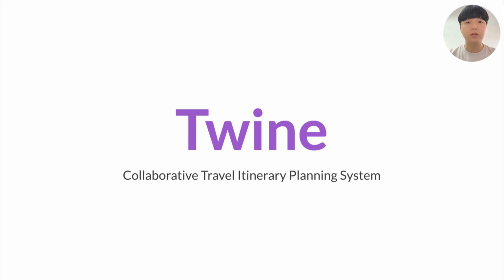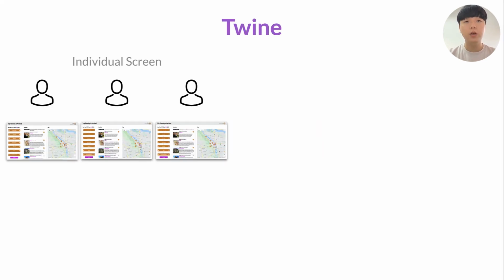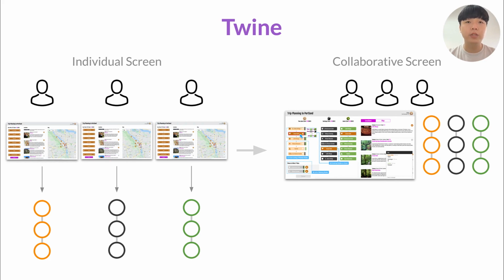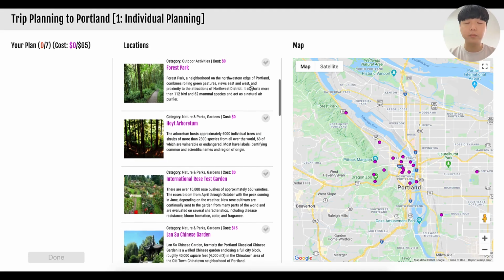We instantiated these design requirements in a collaborative travel itinerary planning system, Twine. In Twine, group members are first sent to individual screens, where they build their personal preferred sequence or travel plan. Then, the group members proceed to a collaborative screen, in which they can see their other members' sequences, compare the sequences, and discuss to reach a consensus on the final sequence.